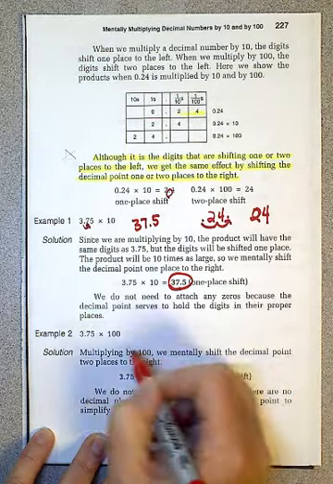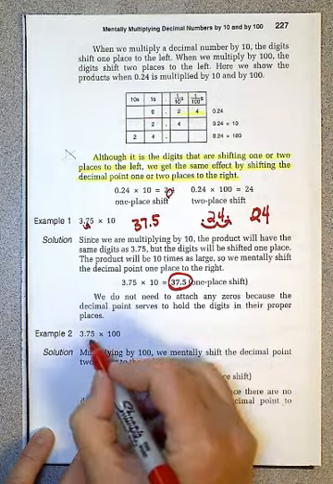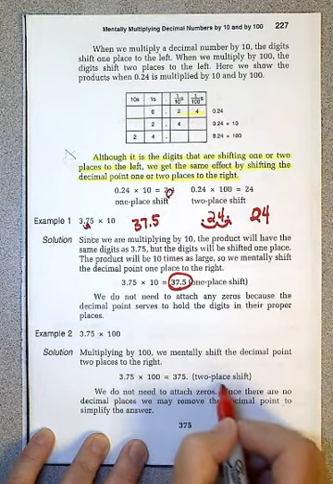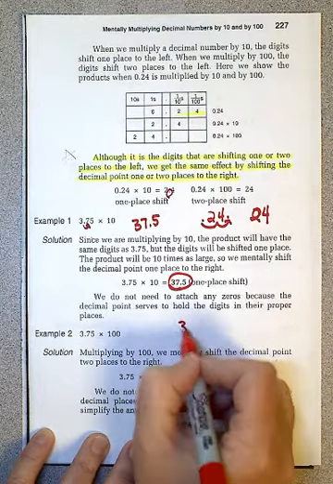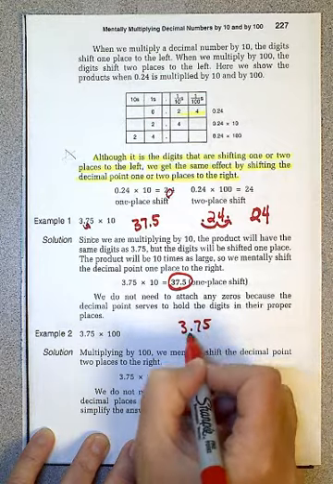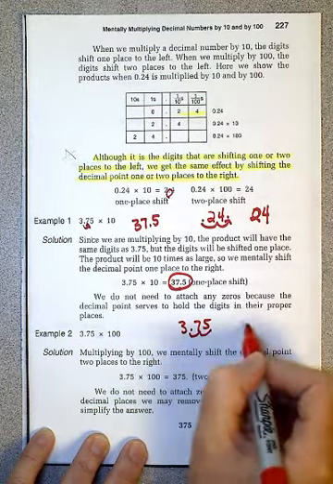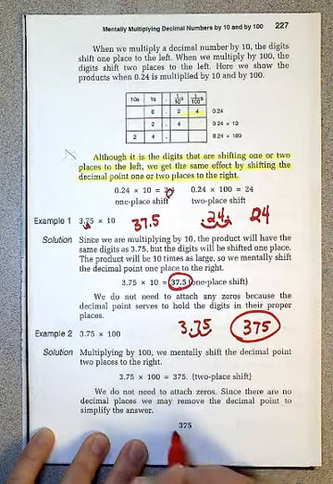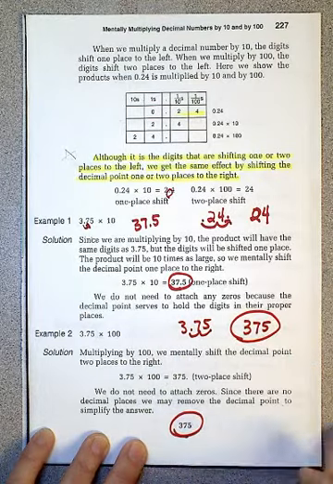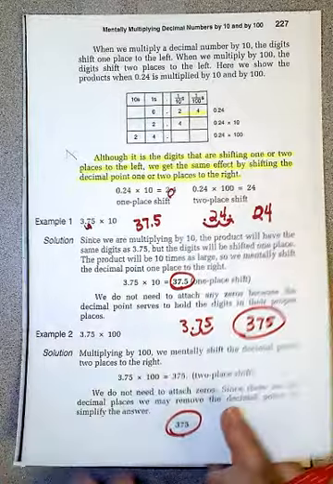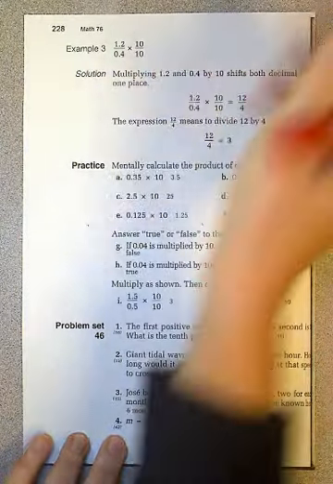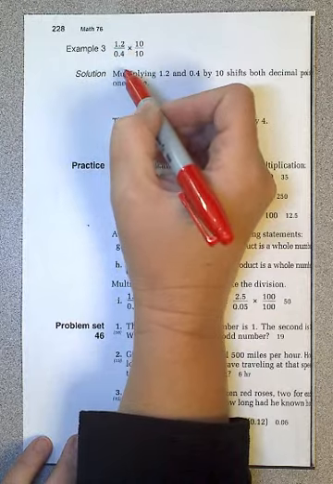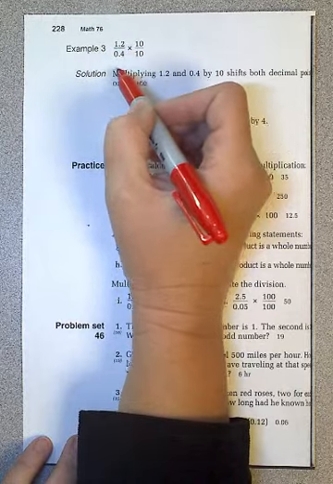And in the case of 3.75 times 100, we'll do a 2-place shift. 3.75, we'll move it 1, 2, and our product is now 375. Exactly as our book has told us. Now let's look at a little bit more involved problem. Just remember everything we've learned, work through your problem carefully, and it's not difficult.